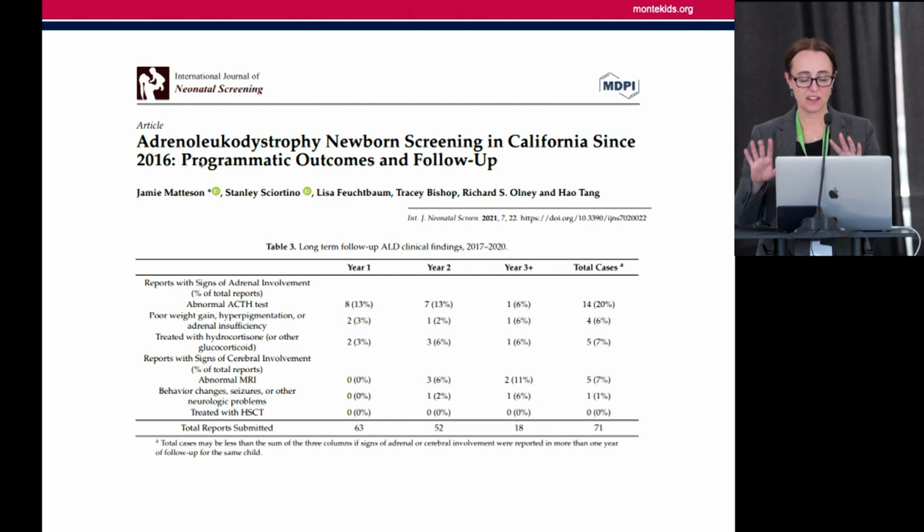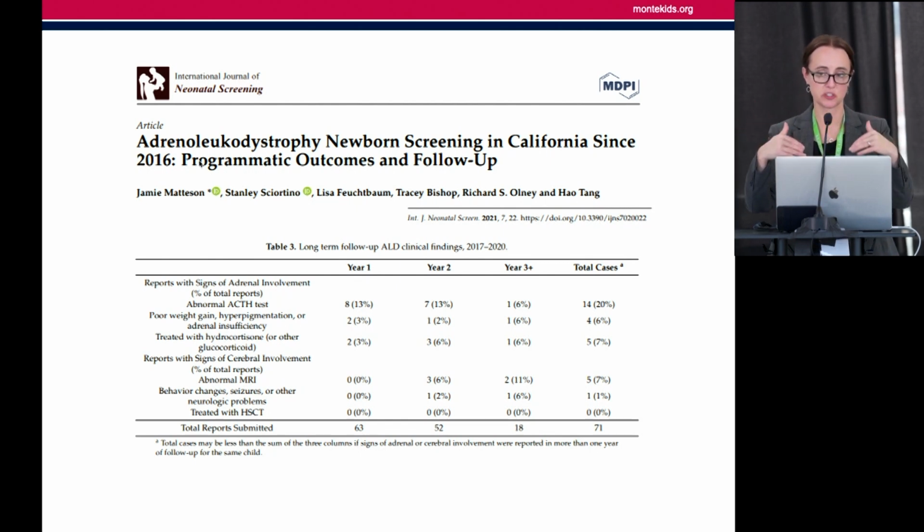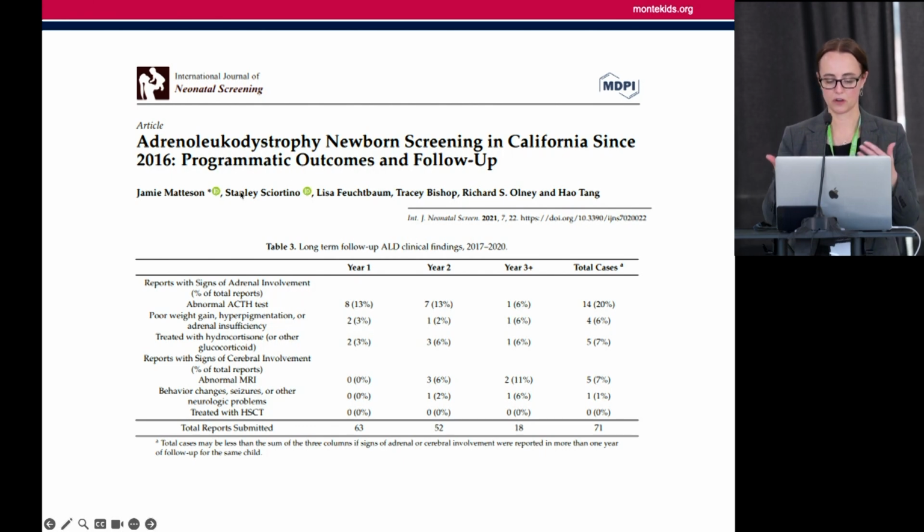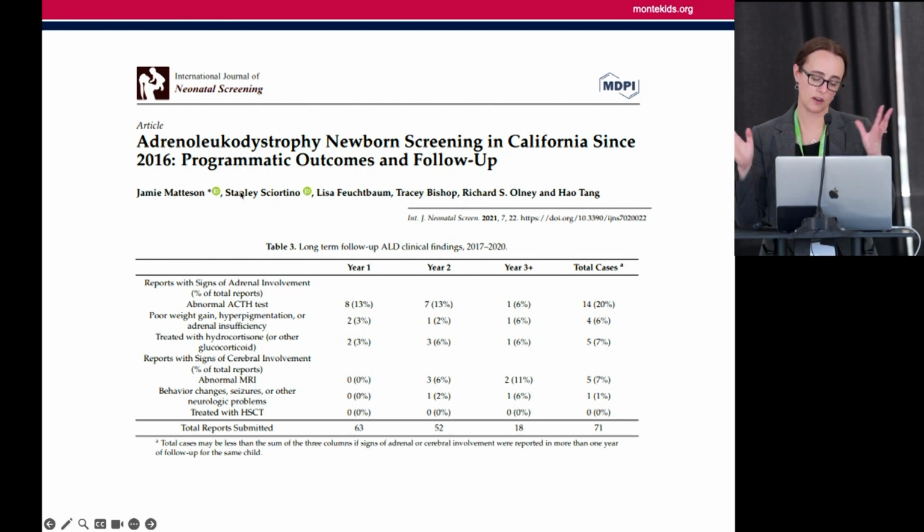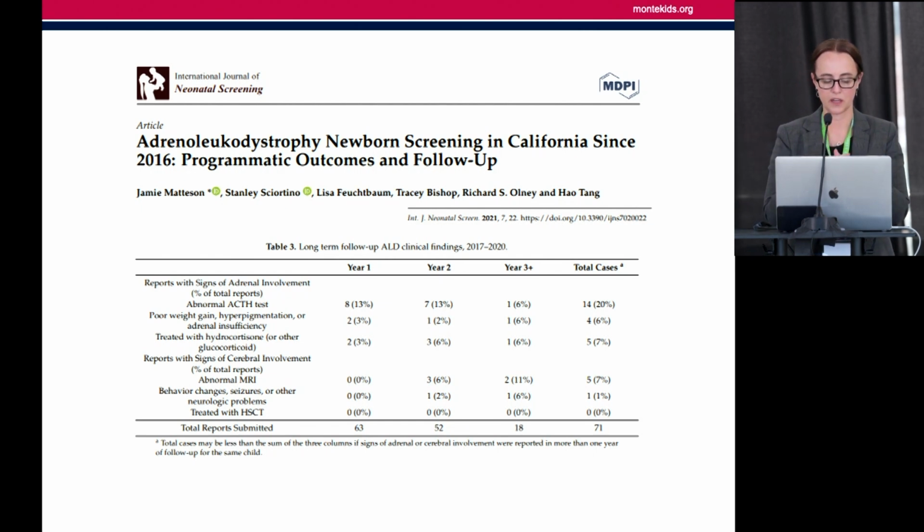So what we had in terms of what's been published from newborn screening, there are a couple of publications out there that have come out of the states that have had it going on for a little bit longer. This is one from California, and what they're suggesting is that roughly around 20% of their babies are having evidence of at least biochemical evidence of adrenal insufficiency in the first 3+ years or so of life.